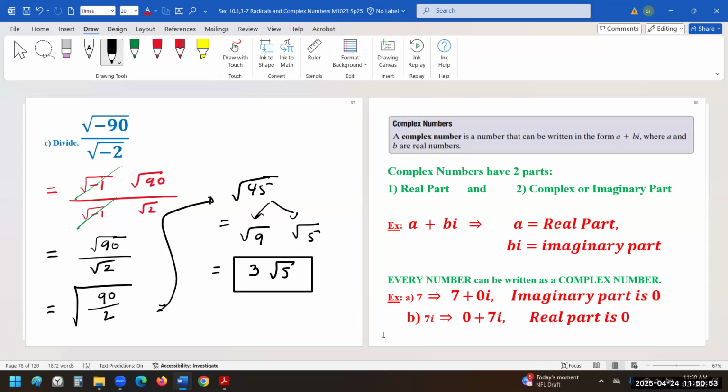So when we add and subtract, we add the real parts with the real parts, complex parts with the complex parts. That's how we add and subtract. That's the main idea. Anytime we add and subtract, add real number with the real number, complex part with the complex part, and then put them together. When you put them together, you're supposed to put the real number first and then the complex part.